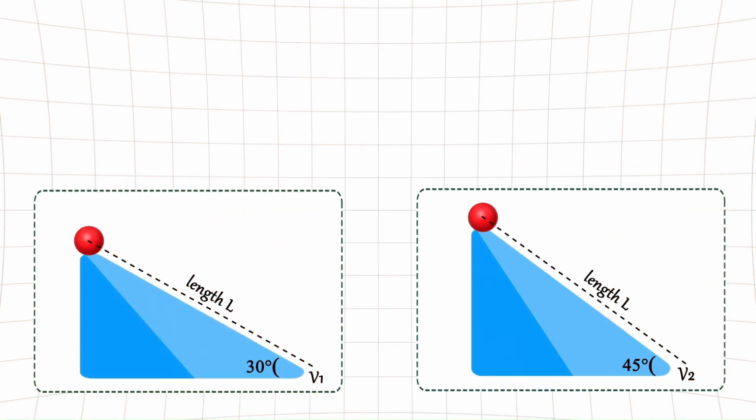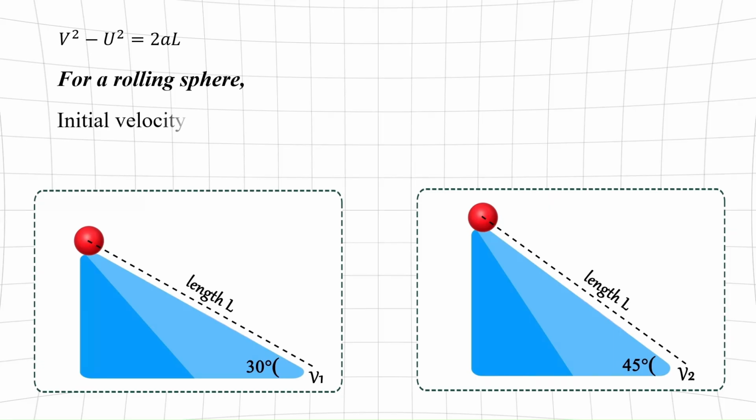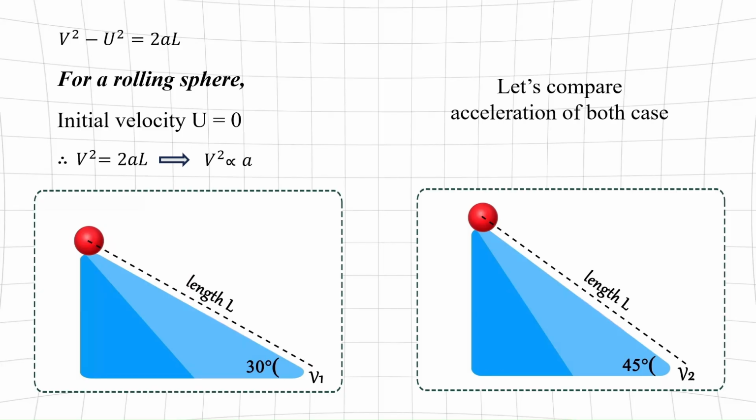As we know, v squared minus u squared is equal to 2aL. For a rolling sphere, initial velocity is 0. Hence, v squared is equal to 2aL. The sphere starts from rest, and the length L is the same, so velocity squared is proportional to acceleration. That means just compare accelerations.